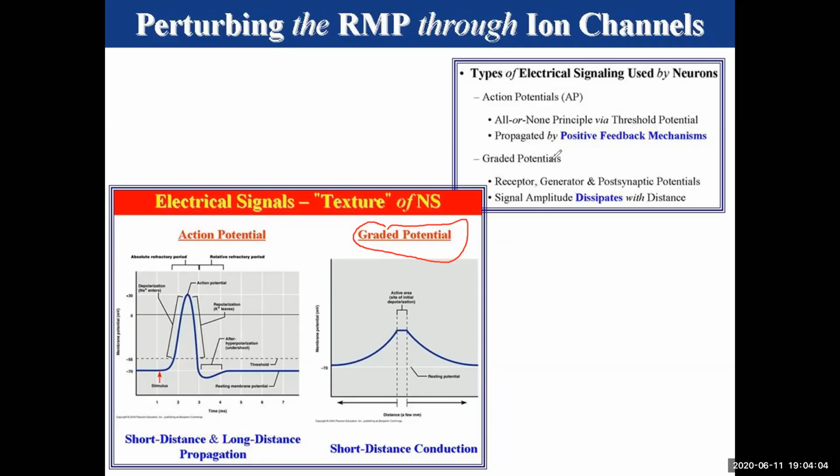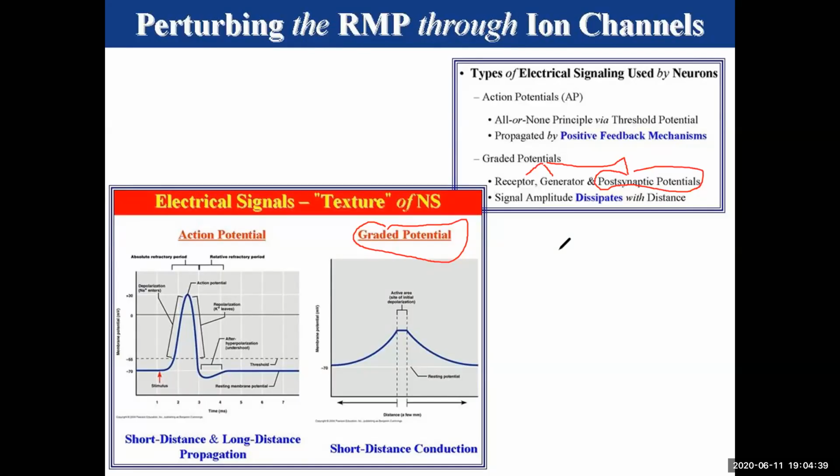So for graded potential, there are three types. There are the receptor potential, the generator potential, and the postsynaptic potential. So three types. For today, we're going to focus on the postsynaptic potential. We're going to come back to the receptor potential and generator potential when we discuss the senses. When we discuss the special senses, for example, okay?